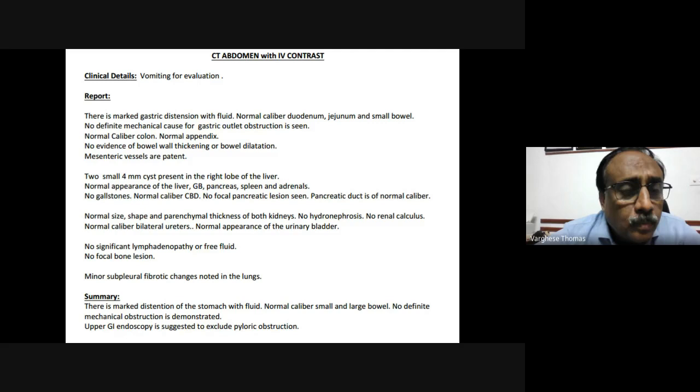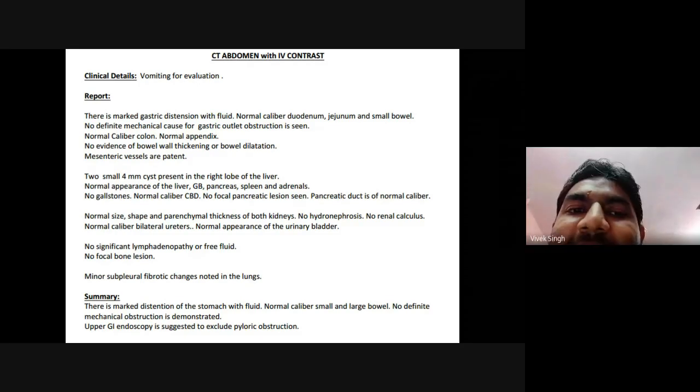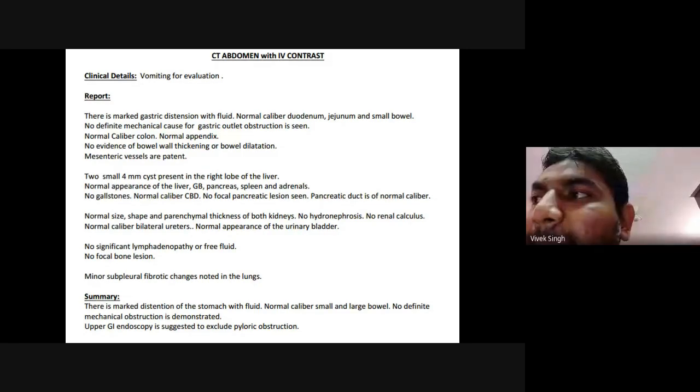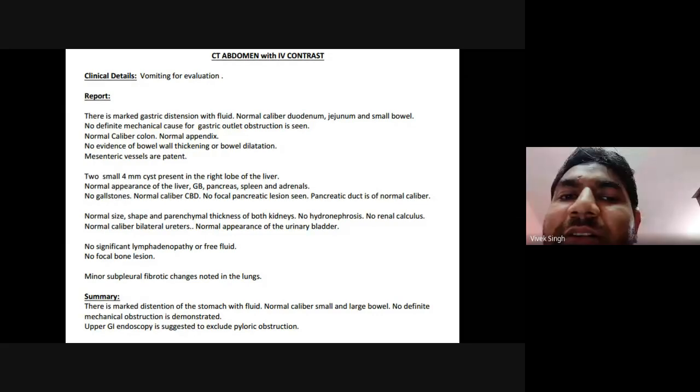CT. So what's the final plan? What is your plan for management? Ma'am, so we have done a dilatation this time, ma'am. After that, there is some improvement in the symptoms, though he is not completely improved, ma'am. We've asked him to follow up after 2 weeks for a repeat. Would you like to do a gastric emptying study in this patient? Gastric emptying study, ma'am. If the symptoms are not improving after dilatation, yes, ma'am. After repeated dilatation, if the symptoms are not improving, ma'am.